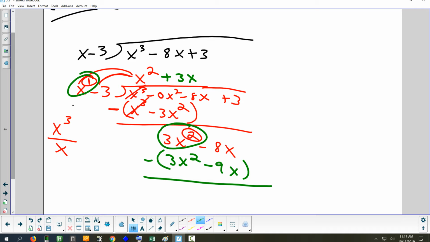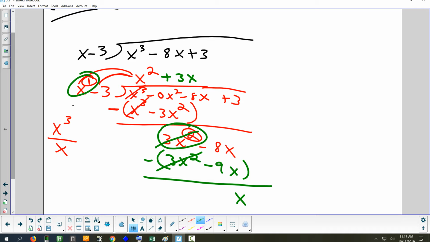Brianna, what's 3x squared minus 3x squared? 0x squared, it's gone. There goes your term with the highest exponent. So now your exponent is going to go down again. The highest one is gone. What's negative 8x minus 9x? Brandon? It's 1x. Yep, just 1x or x.